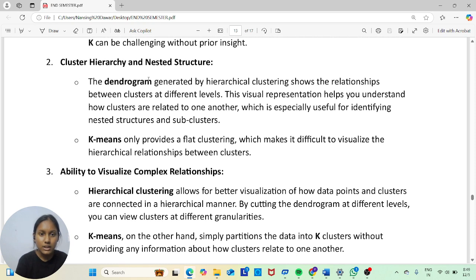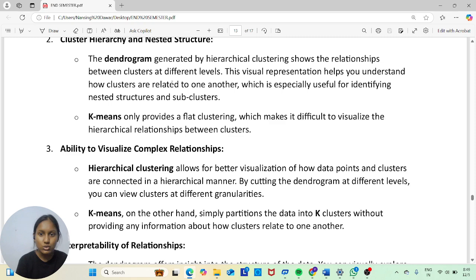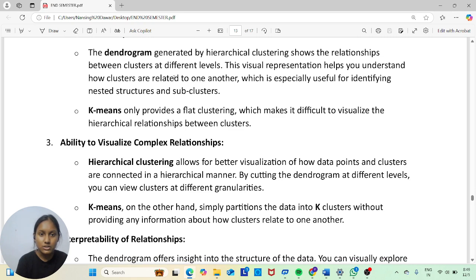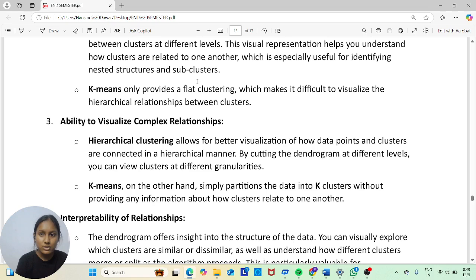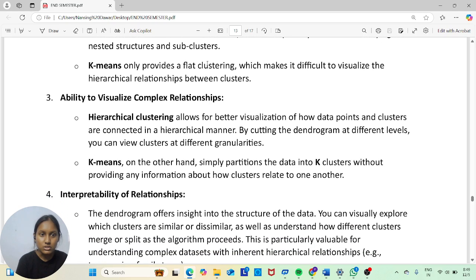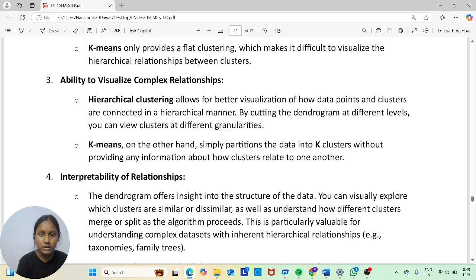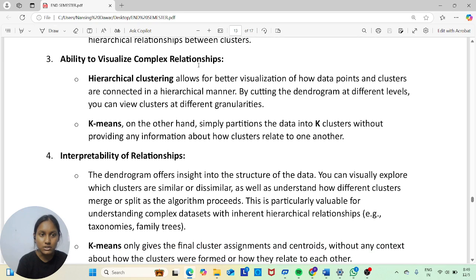Second, cluster hierarchy and nested structure. The dendrogram generated by hierarchical clustering shows the relationship between clusters at different levels. This visual representation helps you understand how clusters are related to one another, which is especially useful for identifying nested structures and subclusters. K-mean only provides a flat clustering, which makes it difficult to visualize the hierarchical relationship between clusters.